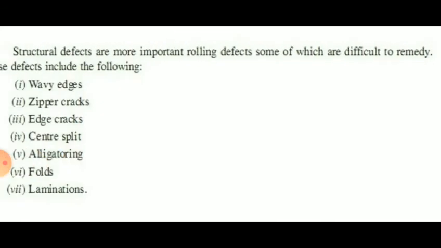Then the second category of rolling defects is internal structural defects. Structural defects are more important rolling defects, some of which are difficult to remedy. These defects are wavy edges, zipper cracks, edge cracks, center split, alligatoring, folds, and laminations.